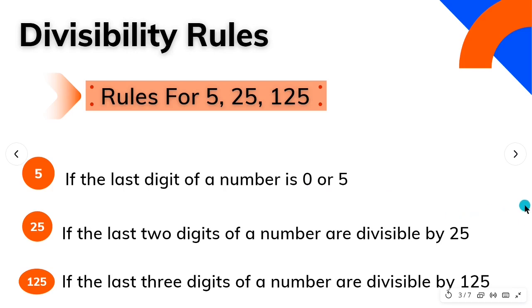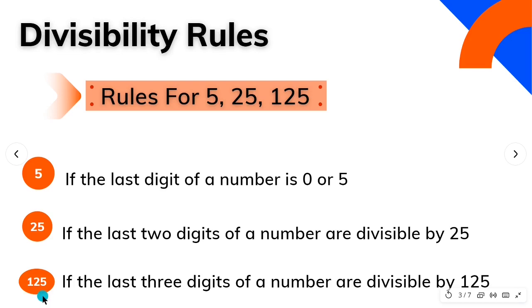It's very easy to identify the numbers divisible by 5. The divisibility rule for 25: if the last two digits of a number are divisible by 25, then the number is divisible by 25. Like the numbers ending with 25, 50, 75, 125, 100, 150, 175, 200, 225, 250, and so on.